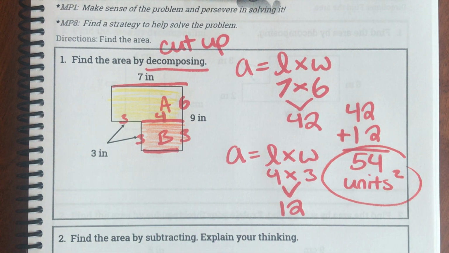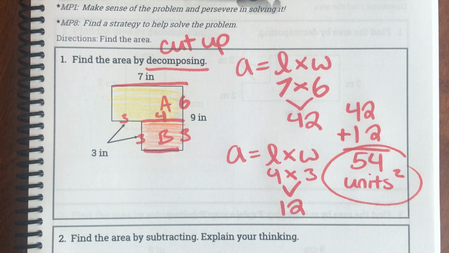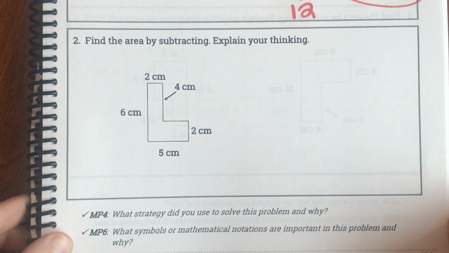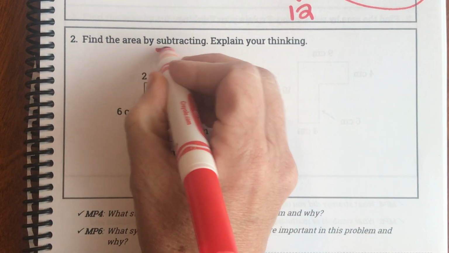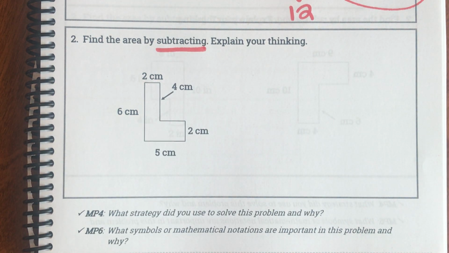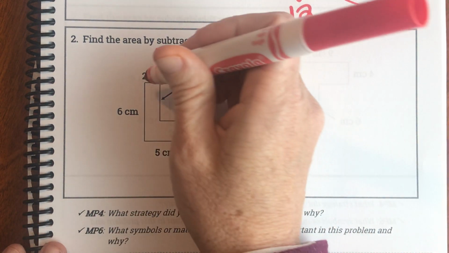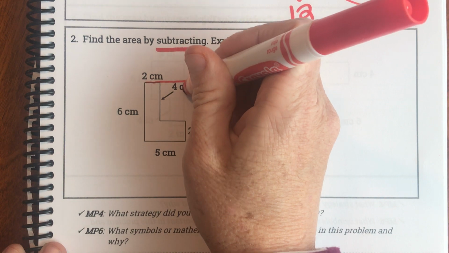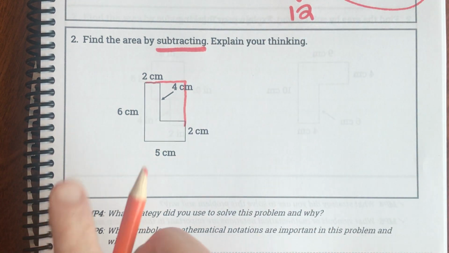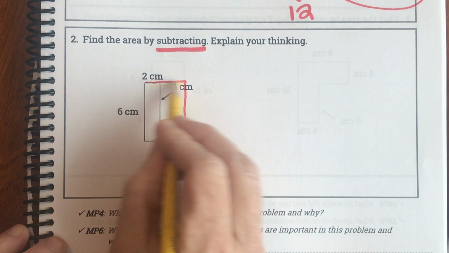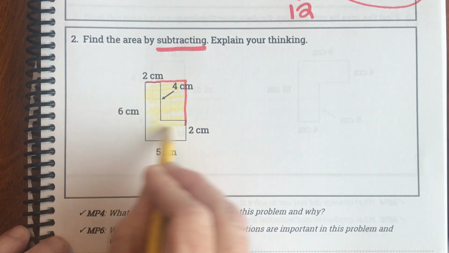Okay, let's look at another one. This time they want us to find the area by subtracting. Okay, so this time they want me to make this into one whole shape. So this is my whole shape. I'm going to find the whole part.